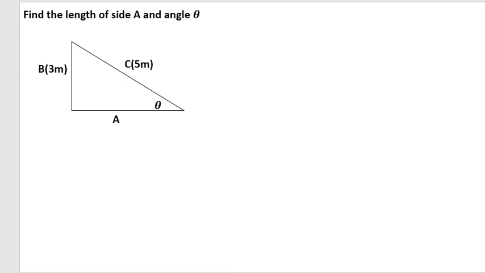Okay, let's just write this theorem, SOHCAHTOA. Here we are required to find the length of side a and also angle theta, this angle right here. In this case we are not given the angle. So guys, look at this, we are required to find this a.